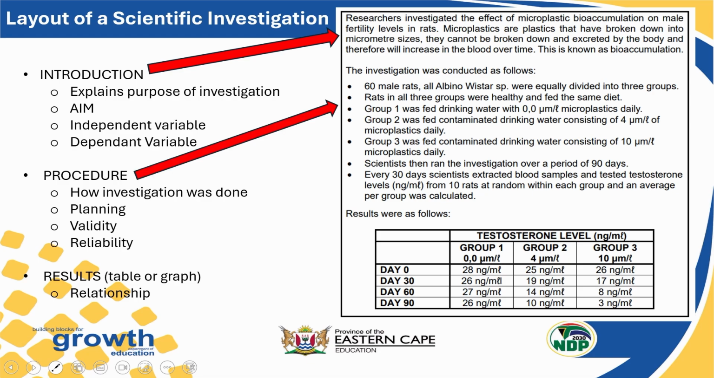The second part of a scientific investigation is your procedure. Your procedure is how the investigation is done, and it contains the planning, the steps taken for validity and reliability. Lastly, we have the results, which are usually in the form of a graph or a table, but may also be in the form of a diagram. The results will give us the relationship between the independent variable and the measured dependent variable.